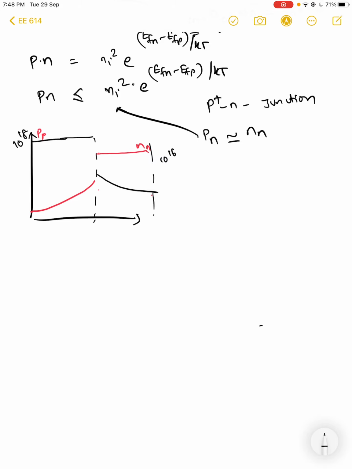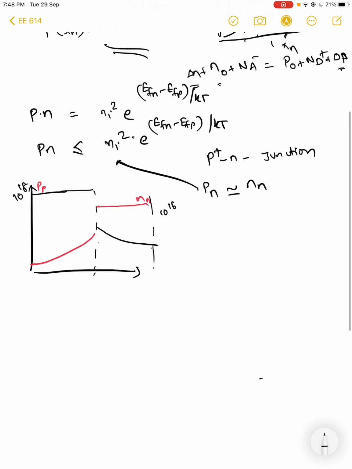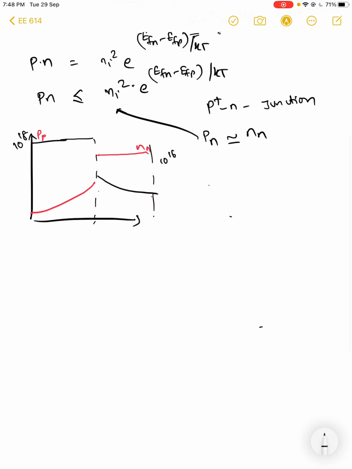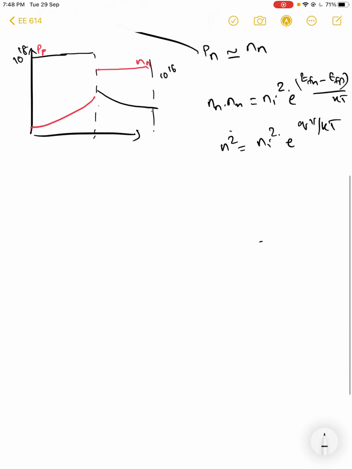If I substitute this here, I have N into N, right? Because both of them being the same, it is almost equal to Ni square e power (EFN minus EFP) by KT, right? Basically, N square is Ni square e power (EFN minus EFP), which is actually QV by KT. So the actual minority injection P in N is basically Ni e power QV by 2 KT.